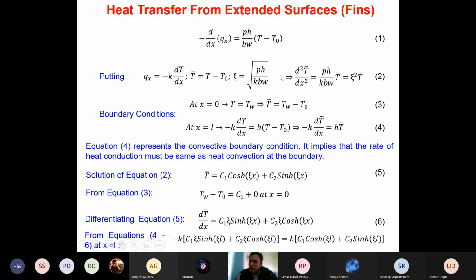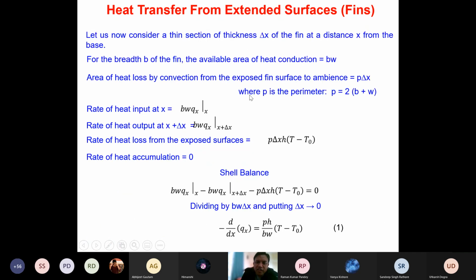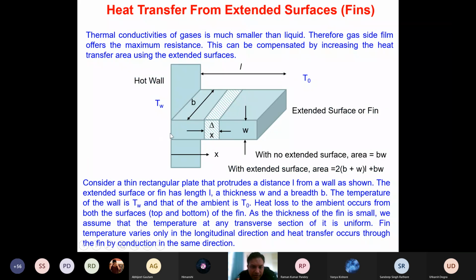So now let's look at the boundary conditions. So what are the boundary conditions? The first boundary condition is at x equals 0, my temperature is going to be Tw, because that is what the base temperature is. Wall temperature is going to be Tw. Do you all agree? Yes or no? Yes, sir.